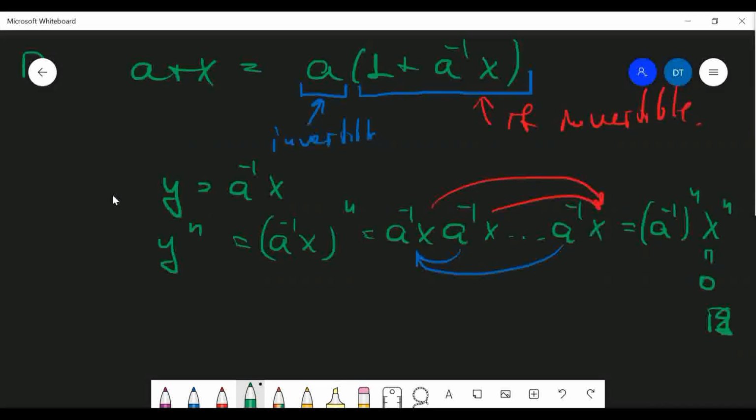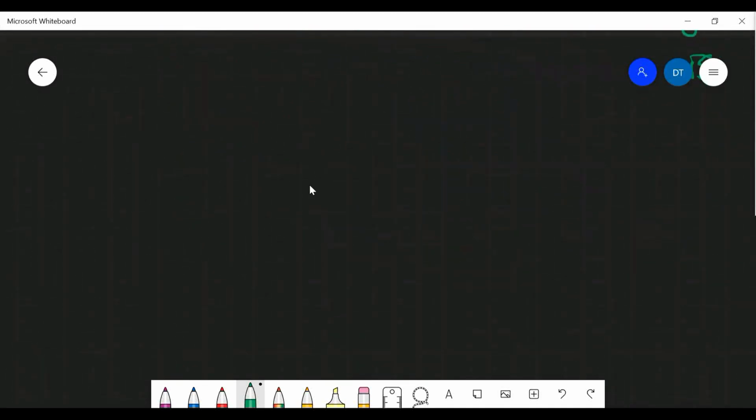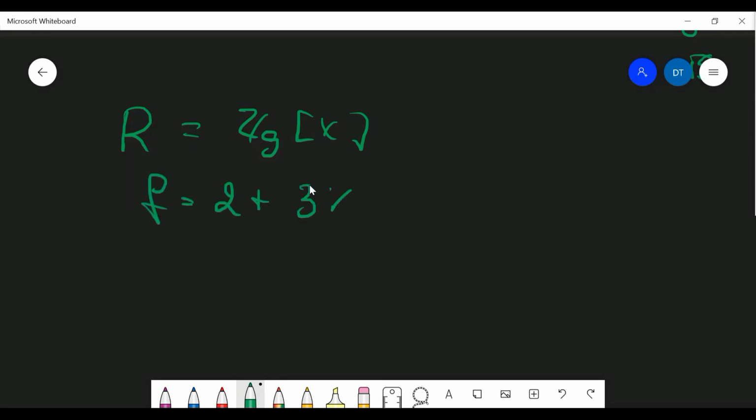Okay, let me show you how to apply this idea to find an inverse of something. Let's say your ring is Z9 of X. So these are polynomials with elements in Z9. Let's take a polynomial 2 plus 3x squared. How do you think? Is this element invertible or not? I just want to check your intuition.